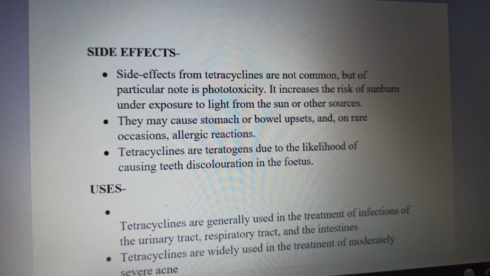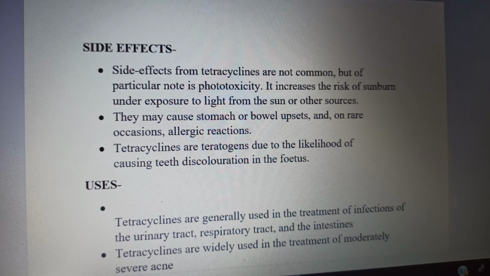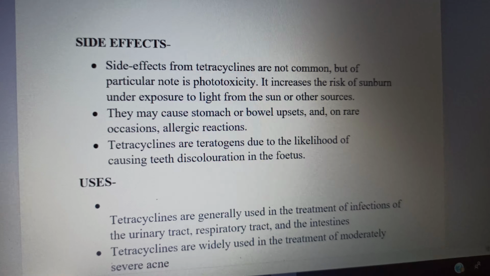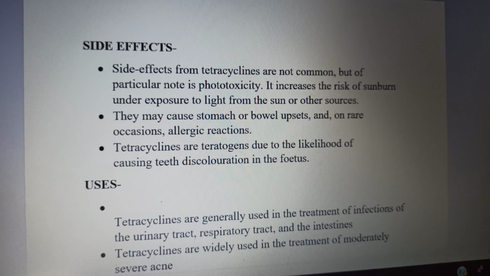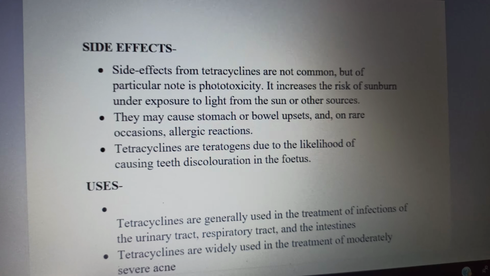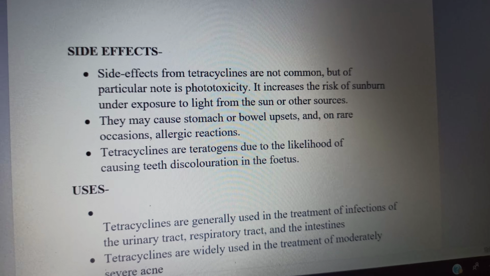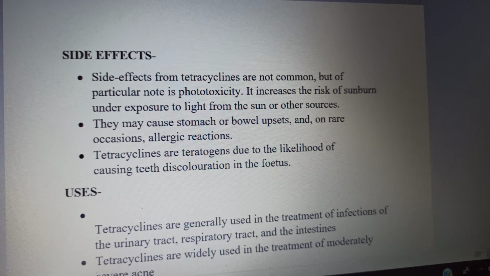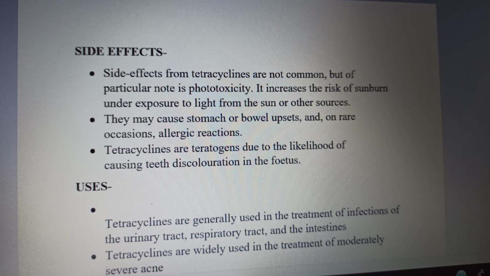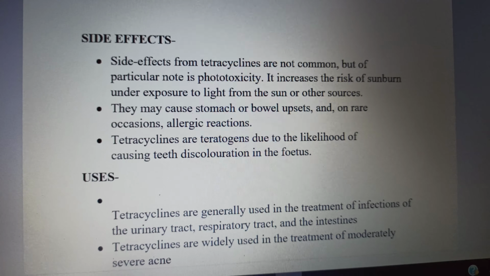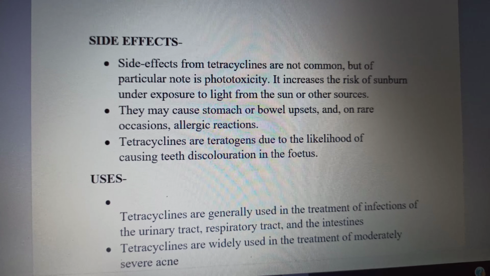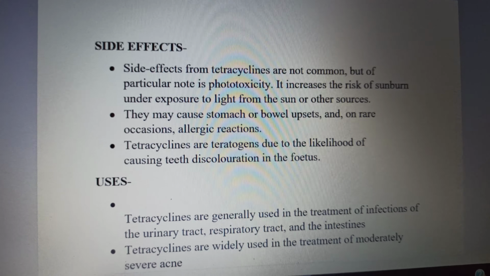They may cause stomach or bowel upset and, on rare occasions, allergic reactions. Tetracyclines are teratogenic, as we already discussed, and it will lead to fetal teeth discoloration. The teeth of the fetus are discolored.